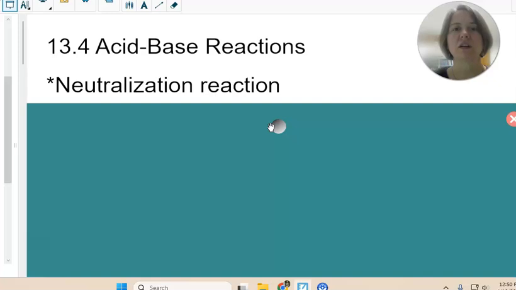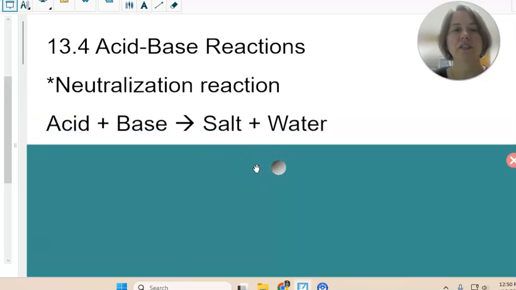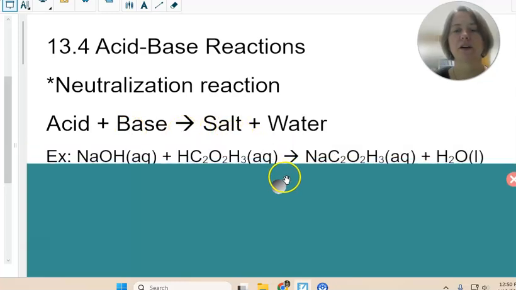This is Chemistry, Chapter 13, Section 4, Part 4, and 13.4 is about acid-base reactions. And that is also called a neutralization reaction because the acid and the base will neutralize each other. And we've seen this before. Please write it down. Acid plus base results in the products of salt and water.